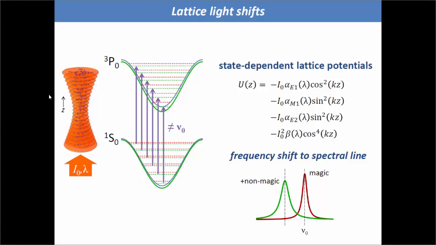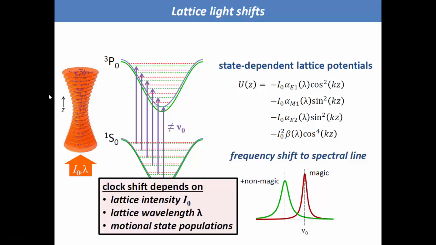It's pretty clear to see from the expression of the potential here that this clock shift is going to depend on both the intensity and the wavelength of the lattice laser. However, it's also important to note that because these transitions look a little bit different from one another, the clock shift is also going to depend on the motional state populations that we start with down here. This is an important point that I think gets kind of brushed over a little too quickly in the literature sometimes. So in general, we'll have a frequency shift in our clock due to this.